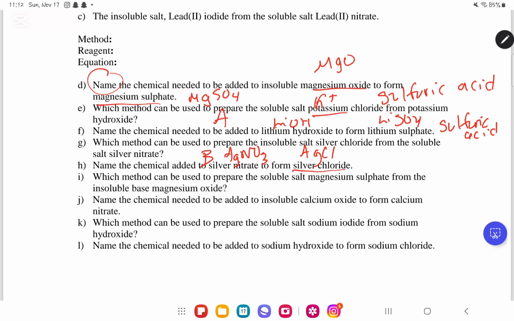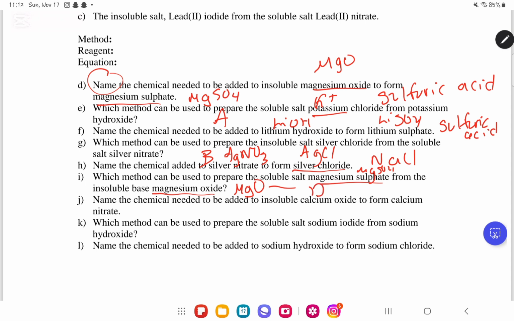You can think of anything with Cl, for example, salt and HCl. Which method can be used to prepare the soluble salt, magnesium sulfate, MgSO4, from the insoluble base, magnesium oxide, MgO? Here, as I said, you can use either C or D because they are the same thing. Here they use D. If you put C, it is also correct.